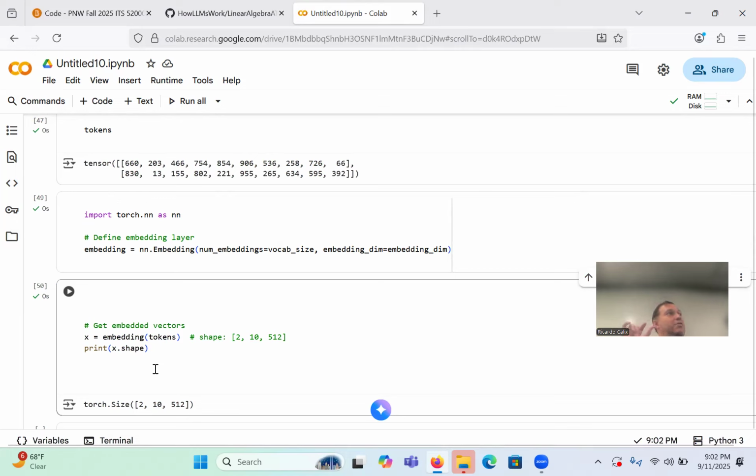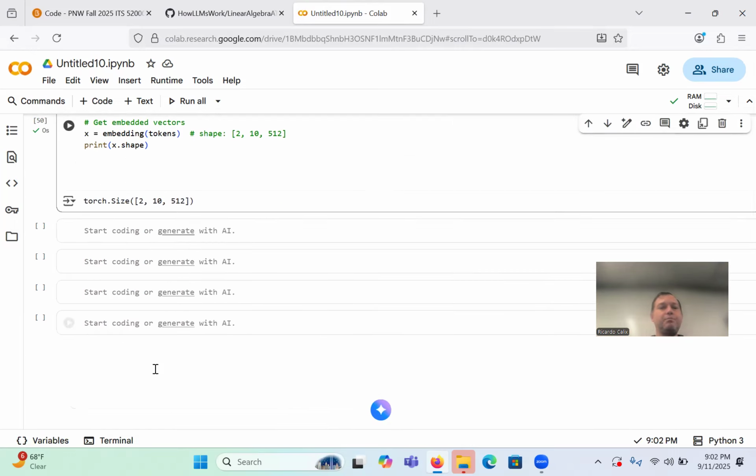Now, each of those IDs is represented as a vector of 512. Make sense? It'd be difficult to see, but you can grab one and look at it. It's just going to be random values, and 512 of them. Any questions on this? All right, great. So this is the embedding.